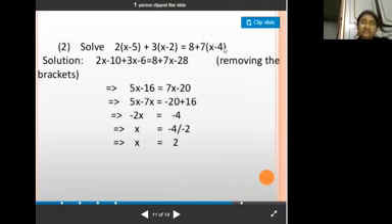7 into -4, -28. 2x plus 3x, 5x. -10, -6, -16 is equal to 7x. 8 minus 28, -20. It comes out to be -20.